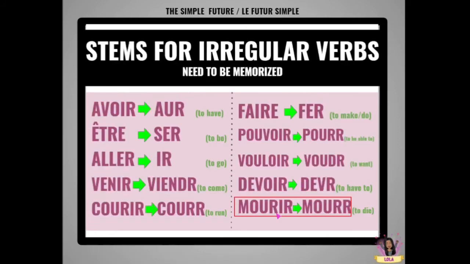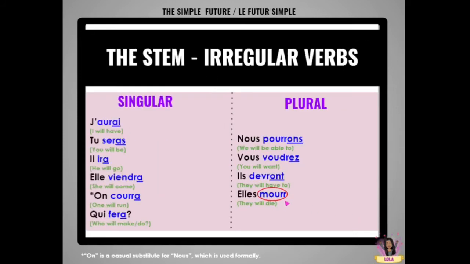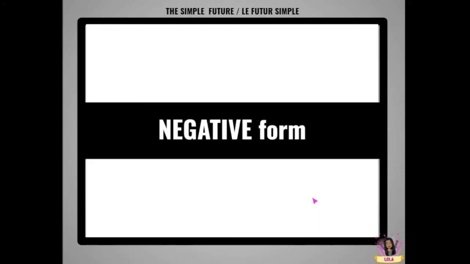And the final one is mourir, which becomes mour, M-O-U-R-R, which means to die. And there it is, elles mourr, and we know with elles, the ending is going to be O-N-T. So elles mourront, they will die. So those were the irregular ones.